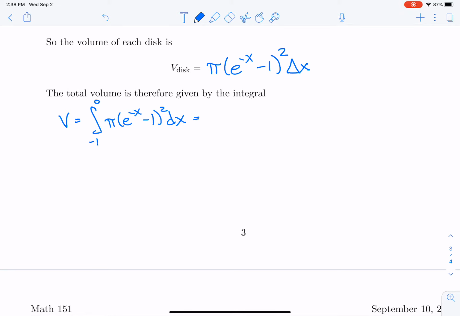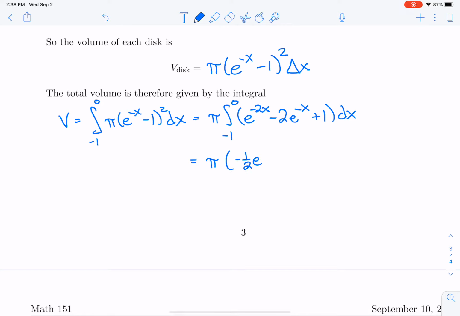Okay, so again, I think that this integral is going to be easier if I square everything out. So e to the minus x times e to the minus x is e to the minus 2x. And then minus 2 e to the minus x and plus 1 dx. So this becomes pi times minus 1/2 e to the minus 2x plus 2e to the minus x plus x evaluated between -1 and 0.